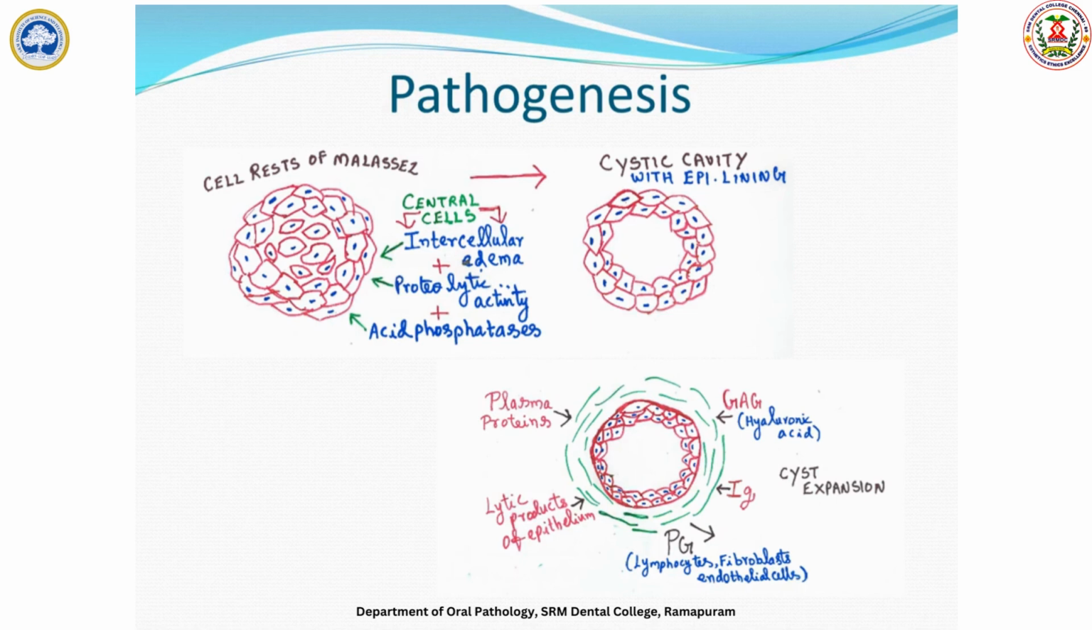Initially the island, that is the cell rest of Malassez, expands by inflammation. The central portion undergoes necrosis and forms the cystic cavity. Then the cyst expands with the help of the osmotic pressure. So this is the pathogenesis. Pathogenesis means from which tissue it arises, the cell rest of Malassez, and how it arises. That is called the pathogenesis. Etiology is the causative factor.